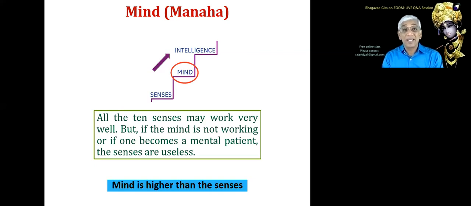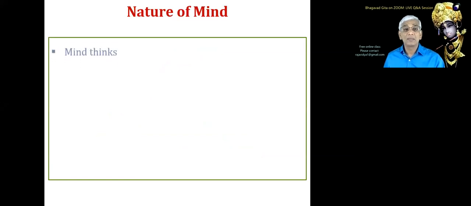You can see, you can hear, you can smell, you can touch, you can do everything. Our legs and hands, everything will move. But if the mind is not working, if the mind is in trouble, then our senses are useless. That's why the mind is higher than the senses. So now we know that senses are higher than the body, and the mind is higher than the senses. Now, next in this slide, we are going to look at the nature of mind.